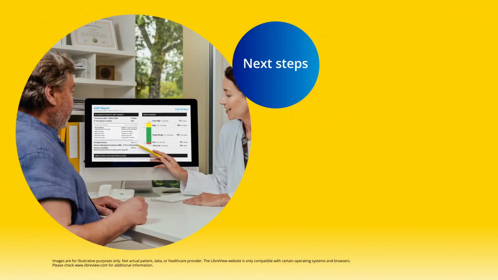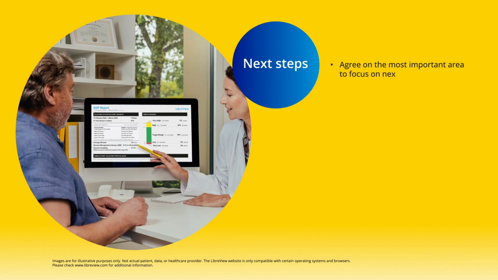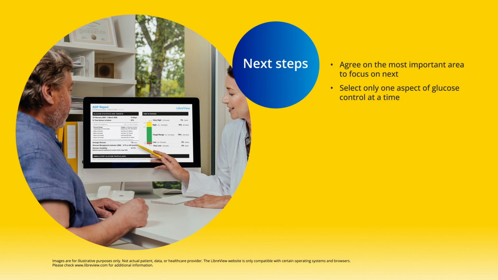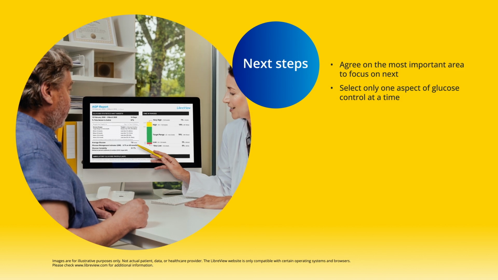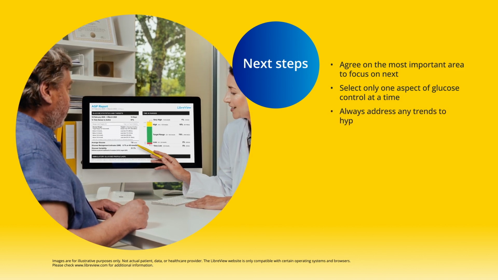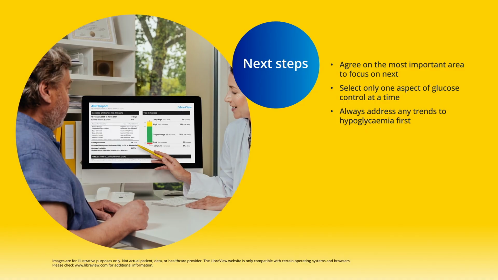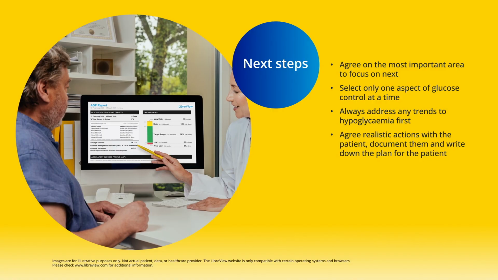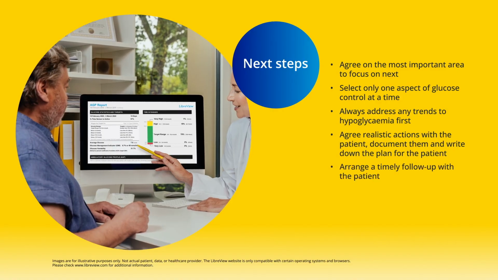And then finally, it is important to agree some actions with your patient based on what you have discussed. Agree on the single most important aspect of glucose control to focus on next. Always address any trends to hypoglycemia first. Agree realistic actions, document them and write them down for your patient, and arrange a timely follow-up.